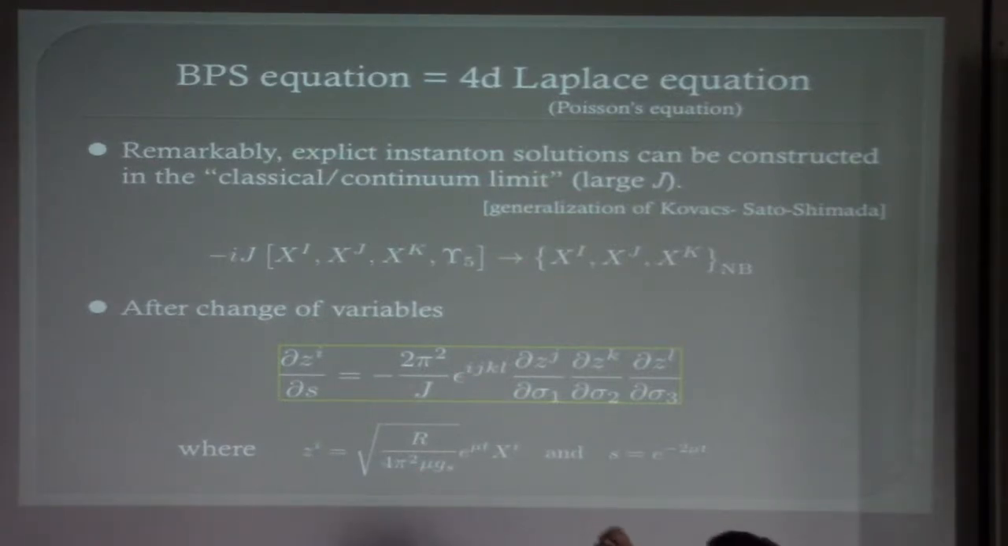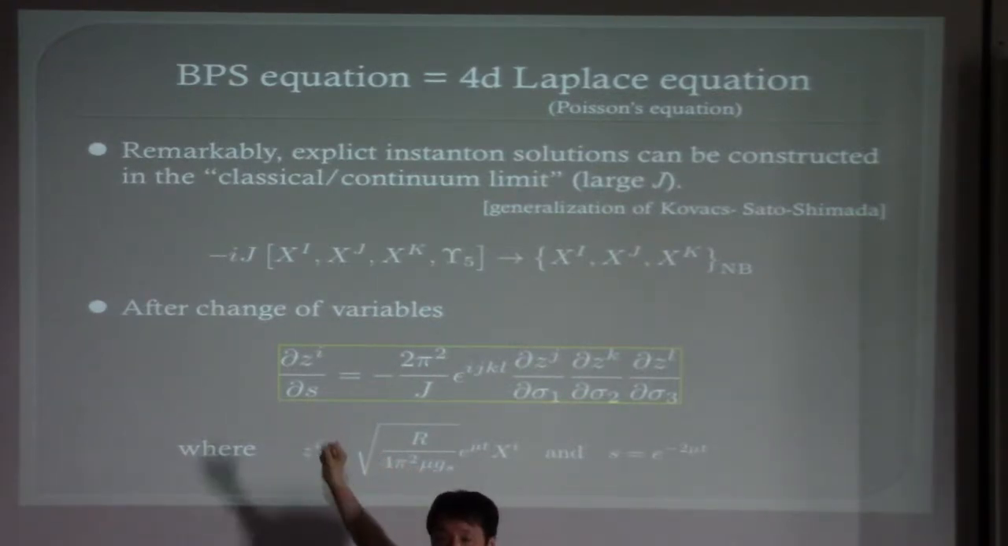As I mentioned, I work in the classical limit, in the sense that the commutator bracket is replaced by the Poisson bracket. After a change of variables, the BPS equation becomes this. Here z is like x, and we have four of them. Sigma 1, sigma 2, sigma 3 are the world volume coordinates of the three-sphere, and s corresponds to the time, which is related to the original time by this relation.